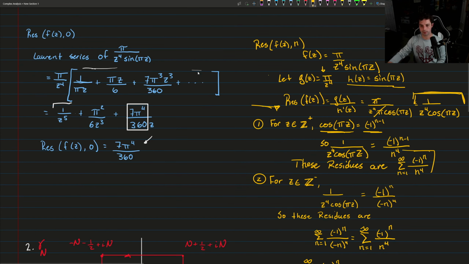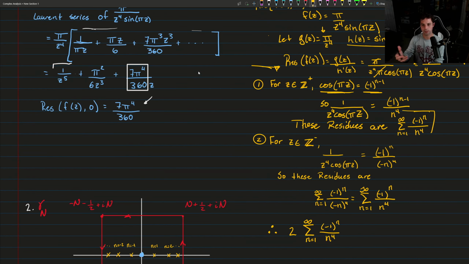So that's all the positive integers. And then we can do the same thing for the negative integers. We can just pop a negative on in front of that n, and everything just about ends up being the same. I just meant to plug in n is negative. Okay, so again, that acts the same: 1 over z to the fourth times cosine of pi z.